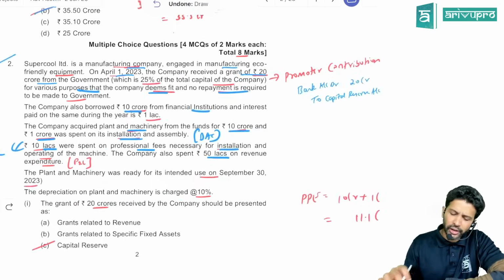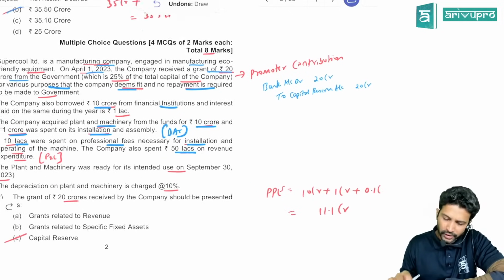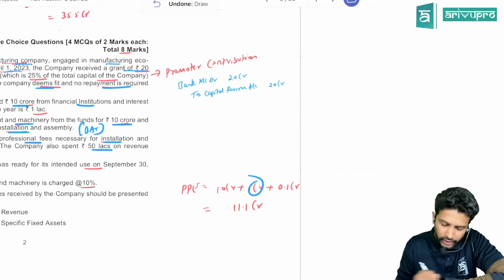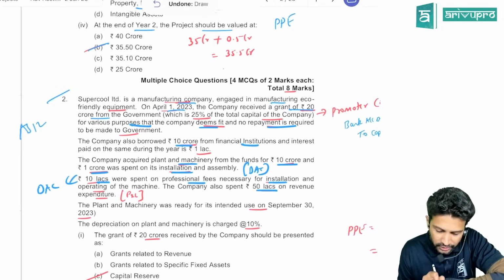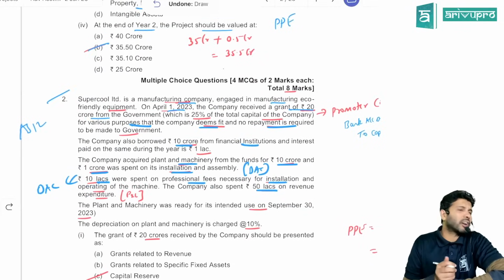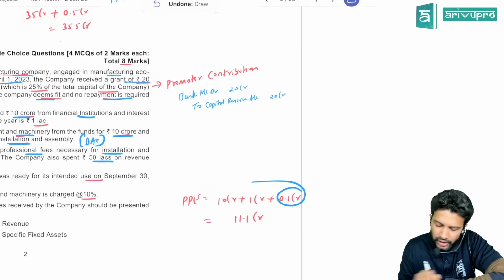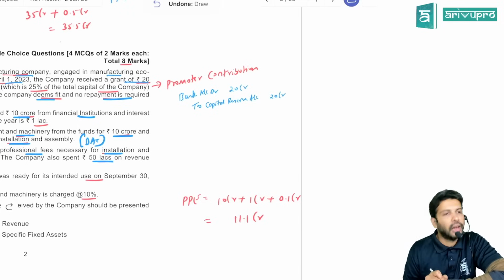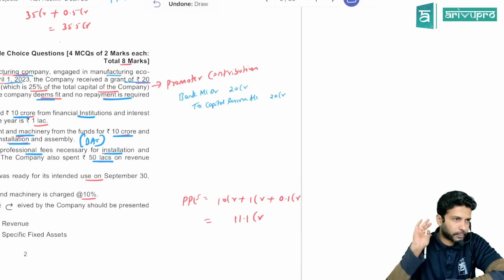P&L account. That means can you tell me what is PPE ka value, sir? How much did you buy it for? 10 crore. How much was the installation charges? 1 crore. Then how much was that professional fees? 10 lakh. All these numbers are in crores, so 10 lakh if I have to convert into crore, it will be 0.1 crore. So the cost of PPE will become 11.1 crore so far.